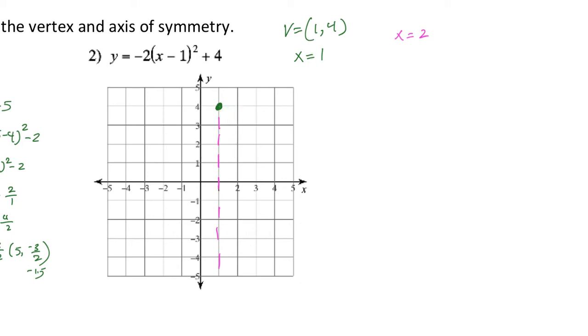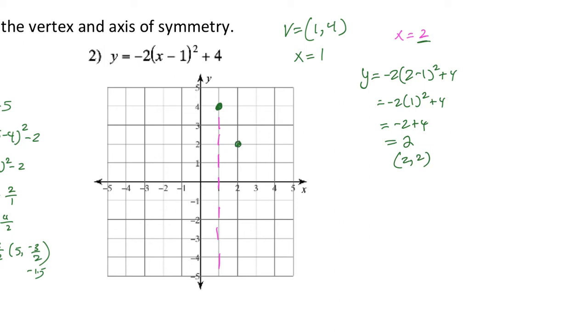So y equals negative 2 times (2 minus 1) squared plus 4. So negative 2 times 1 squared plus 4. This is negative 2 plus 4, that equals 2. So from here I got the point. This is the x value, 2, and the y value in this case is 2.